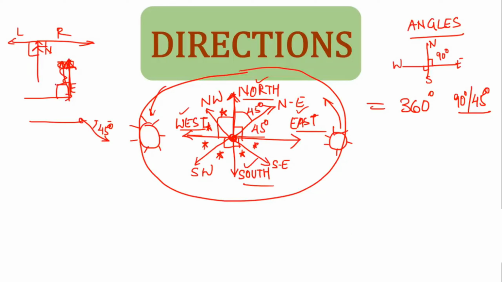But if the angle is not mentioned, it is by default 90 degrees. Please remember, because if you forget this, or if you keep on thinking what angle has been made in the exam, then you might get the wrong answer. By default it is 90 degrees. Let us take another example.